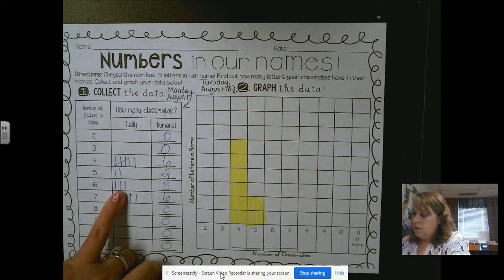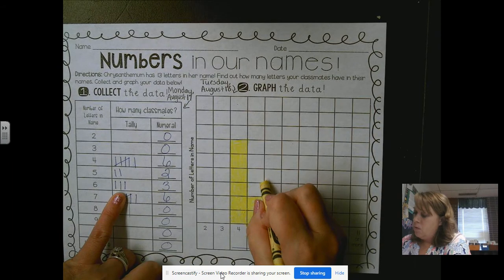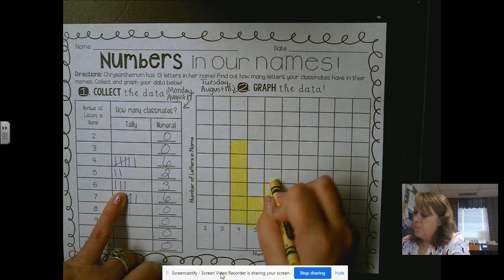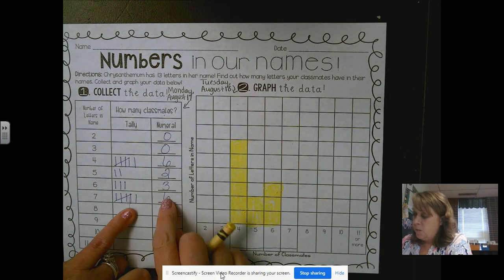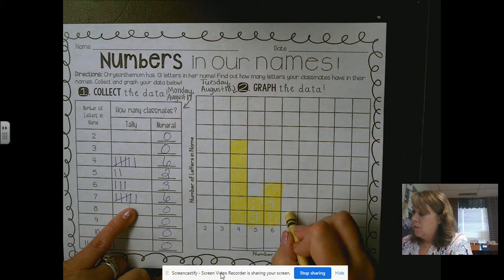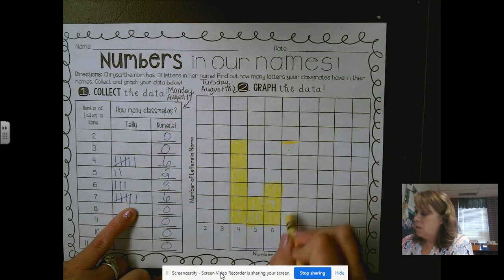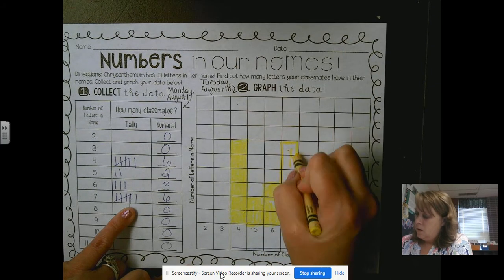Then I'm going to go to 6 letters, and 1, 2, 3 people had 6 letters. So I'm going to color up 3 blocks. Then when I go to 7, I see it has the same number of 6. So the bars should be the same height. So it should stop there too. 1, 2, 3, 4, 5, 6. And of course it does.